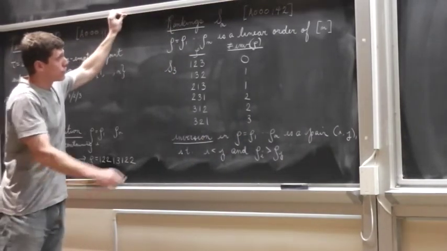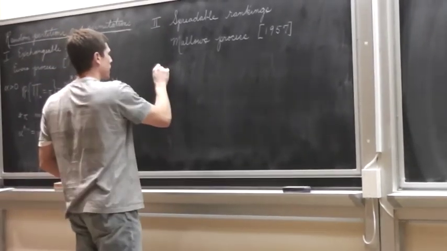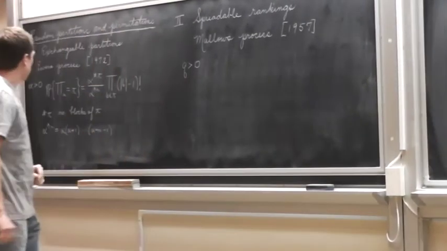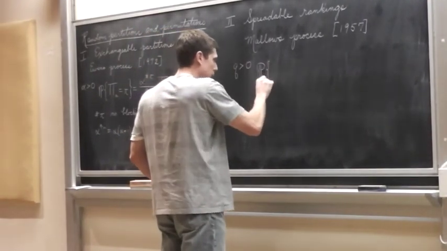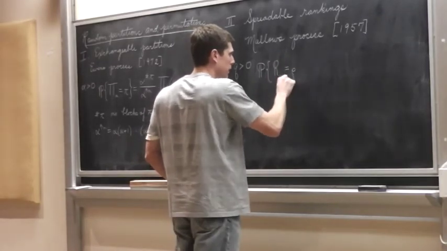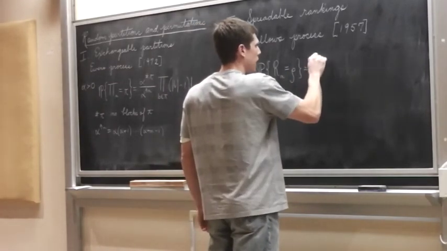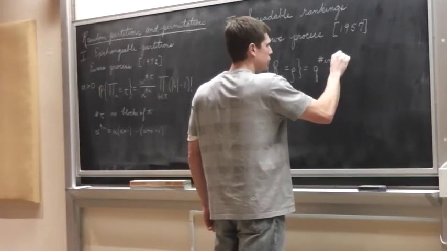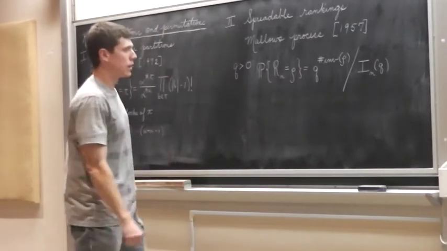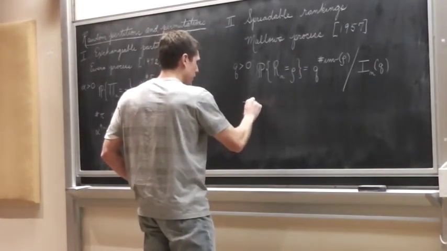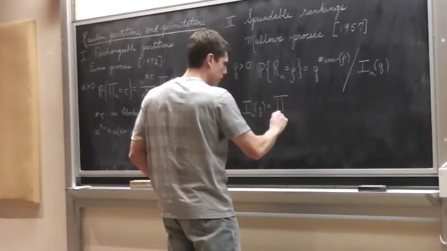And so what the Mallows distribution does is it assigns a weight to each ranking according to how many inversions it has. There's some parameter q in this distribution, and the probability assigned to a random ranking of a set of size n is q raised to the power of the number of inversions divided by the inversion polynomial. This is the generating function for the number of inversions of a set of size n, and it has a nice product form.